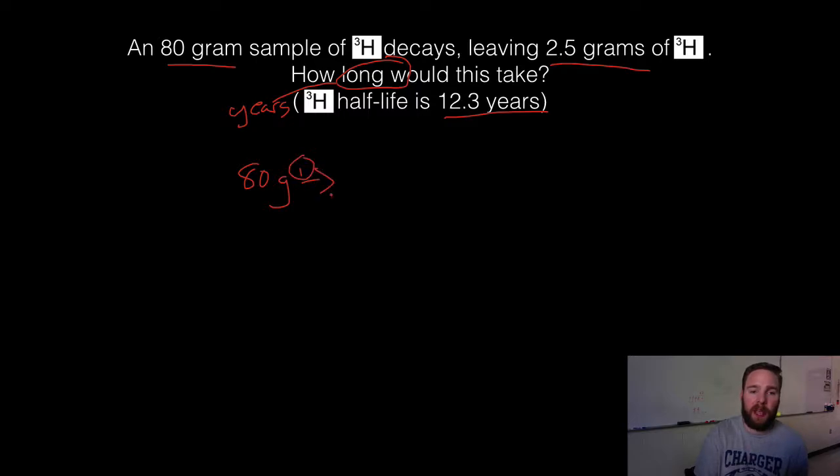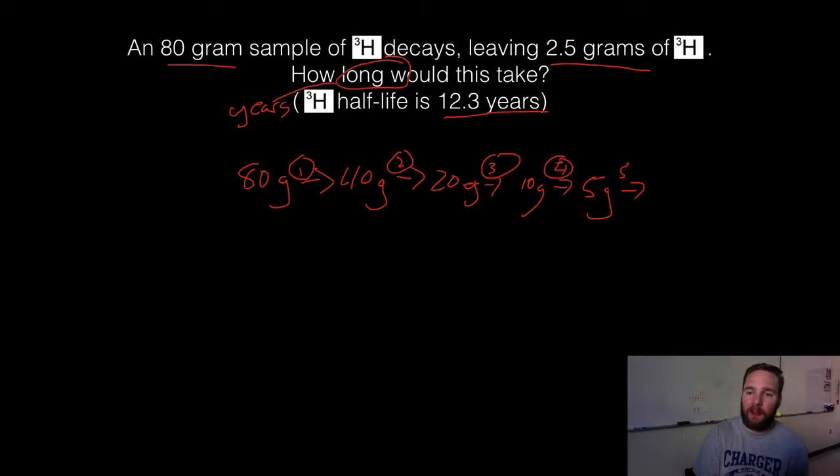I'm going to do my first one, 80 grams. It's going to become 40 grams. 40 grams after 2 half-lives is going to become 20 grams. Sorry, I need to put grams there. 20 grams after 3 half-lives is going to become 10 grams. 10 grams after 4 half-lives is going to become 5 grams. And look at this, after 5 half-lives, 5 grams is going to be 2.5 grams. So we're almost there, 80 grams decays, leaving 2.5 grams. How long would this take? Well, it looks like it took 5 half-lives.